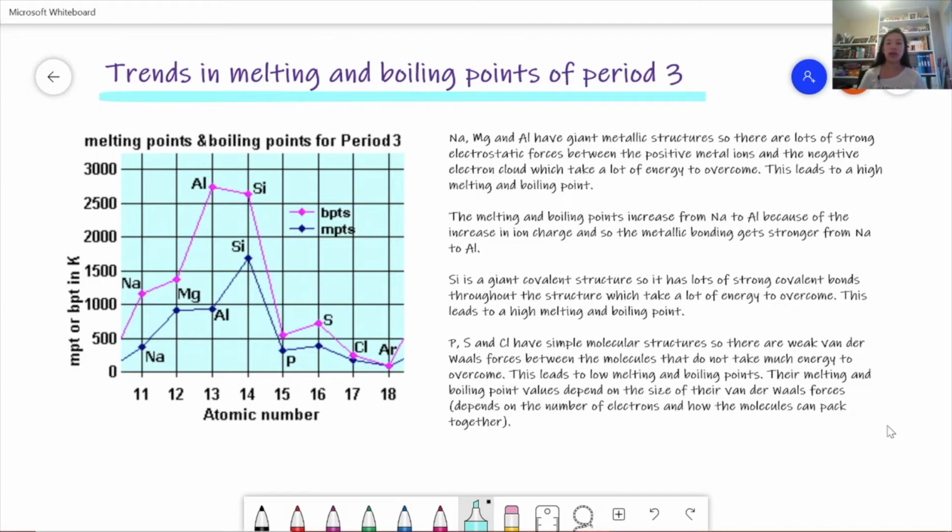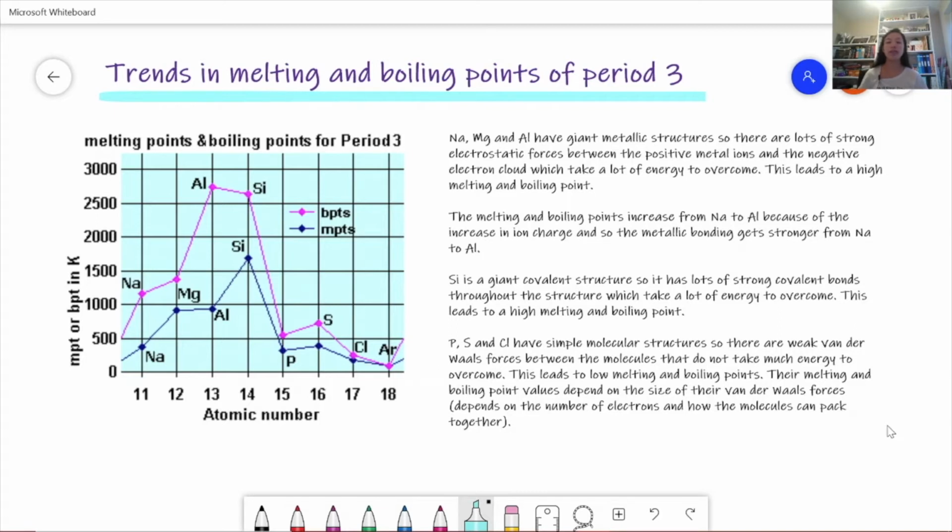Now we're going to look at the trends in melting and boiling points of the period 3 elements. So this is a graph showing the boiling points and the melting points, and we're just going to quickly discuss through. So sodium, magnesium, and aluminium all have giant metallic structures, and so there are lots of strong electrostatic forces between the positive metal ions and the negative electron cloud. And these kinds of forces take a lot of energy to overcome, and so this leads to a generally very high melting and boiling point compared to the nonmetals.